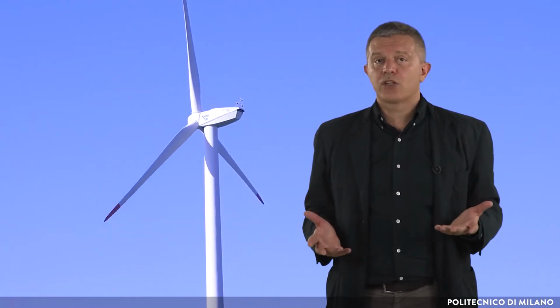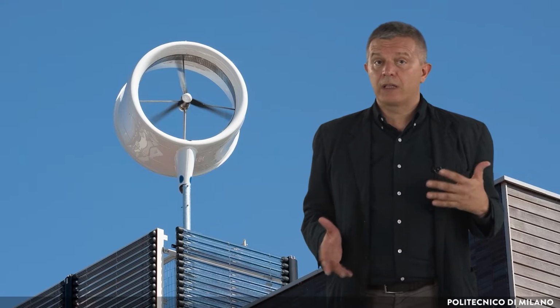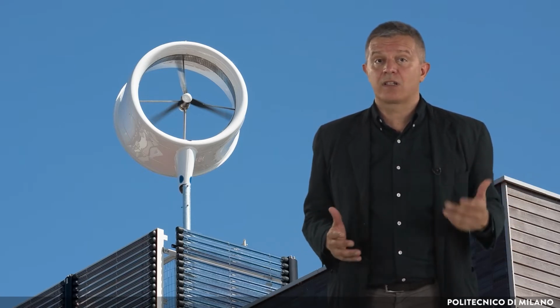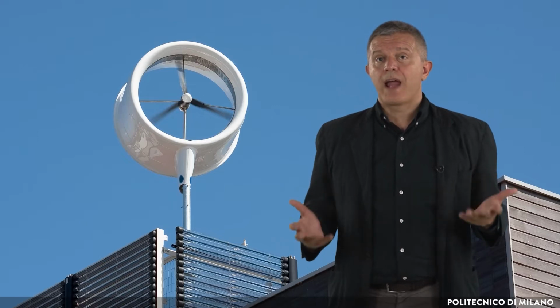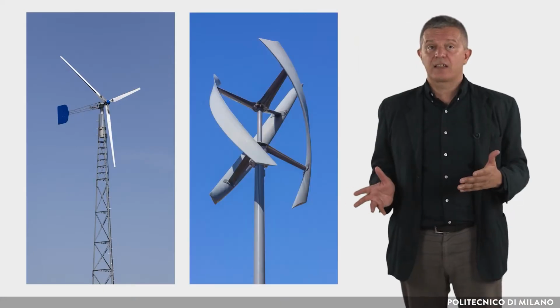For building applications, the more suitable devices are represented by mini wind turbines, with power up to 20 kW and rotor diameter not wider than 8 meters. Wind turbines can be of two different types, horizontal axis and vertical axis.